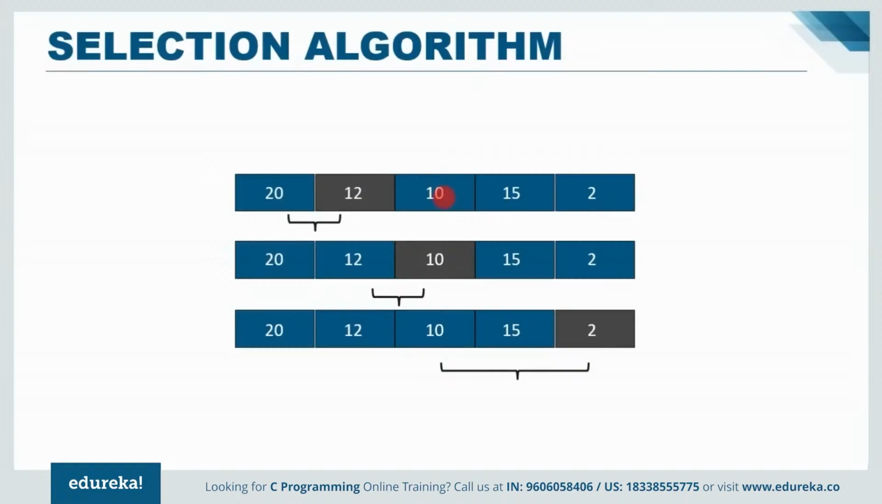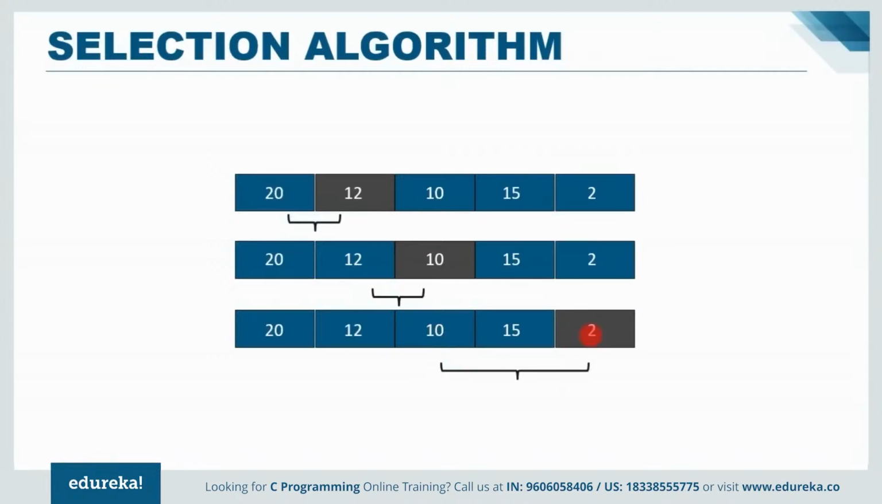Now 12 will be compared with the next following element, which is 10. We can see that 10 is the next minimum element found in the array, and now 10 is the new minimum element declared. Followed by that, we will compare the next element with the minimum, which is 15. 15 is greater than 10, so there is no change. Next, we will compare 10 with the last element, which is 2.